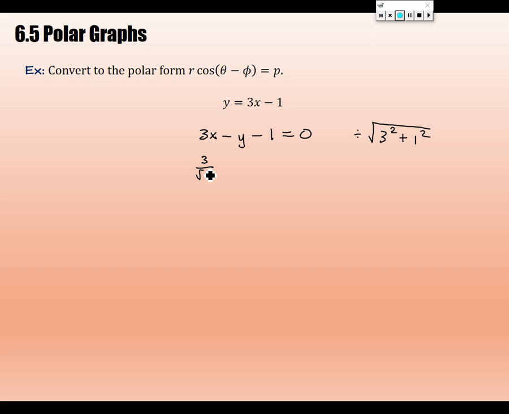3 over root 10 x minus 1 over root 10 y minus 1 over root 10 equals 0. Apparently that's normal form now. I guess we're just going to trust that that's the case. So p is there for the taking. It's 1 over root 10. Phi is the angle that has a cosine of this and a sine of that. Cosine is 3 over root 10 and the sine is negative 1 over root 10.